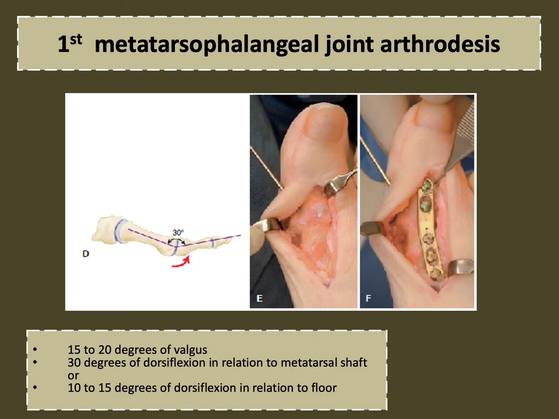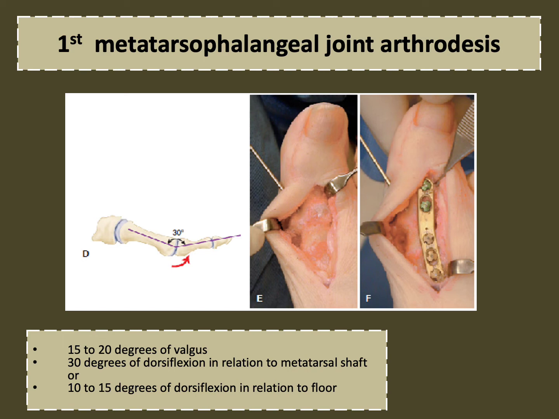When you perform the fusion, it's usually done at about 15 to 20 degrees of valgus. Again, remember that the HVA is 15 degrees or less, and so you usually want to put it in about 15, sometimes less, and it becomes a little bit of a judgment call on your part, based on what the shape of the foot is. But the point is, you do want to give it a little bit of valgus. Perfectly straight is not the answer.